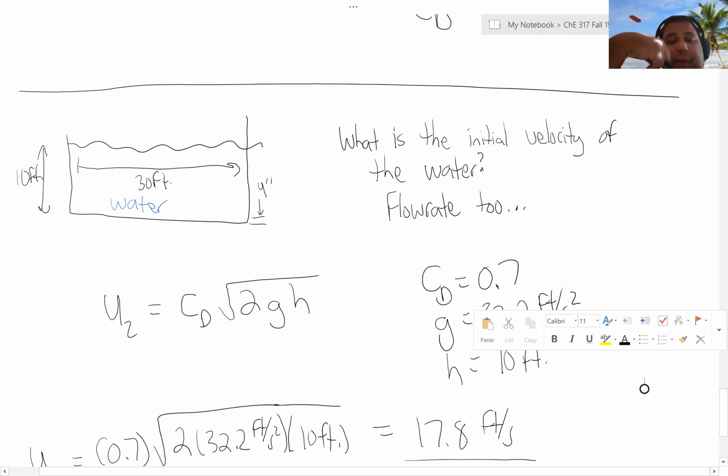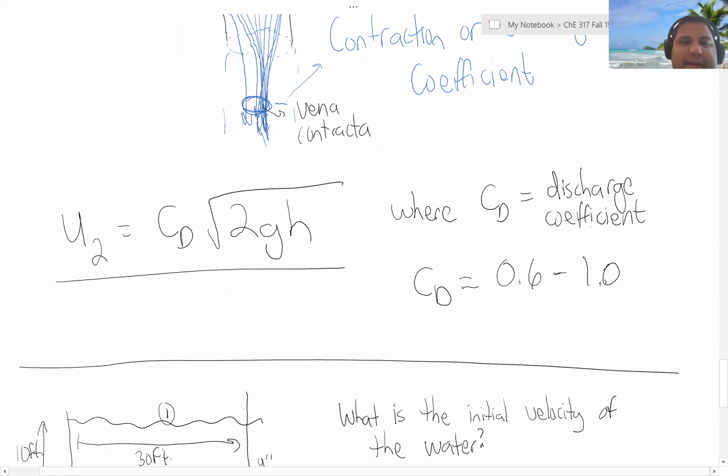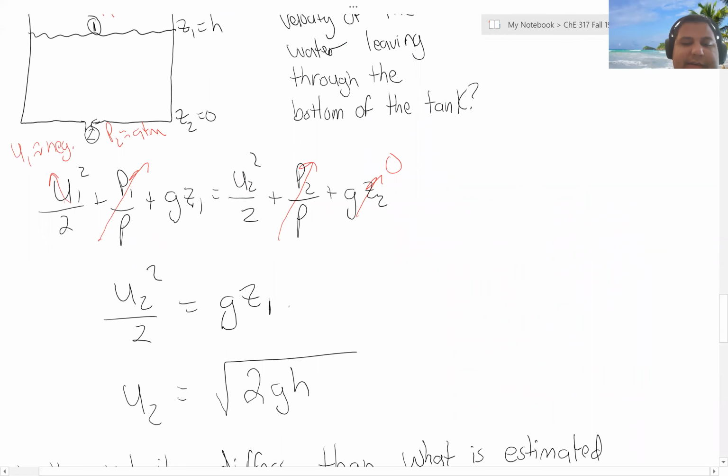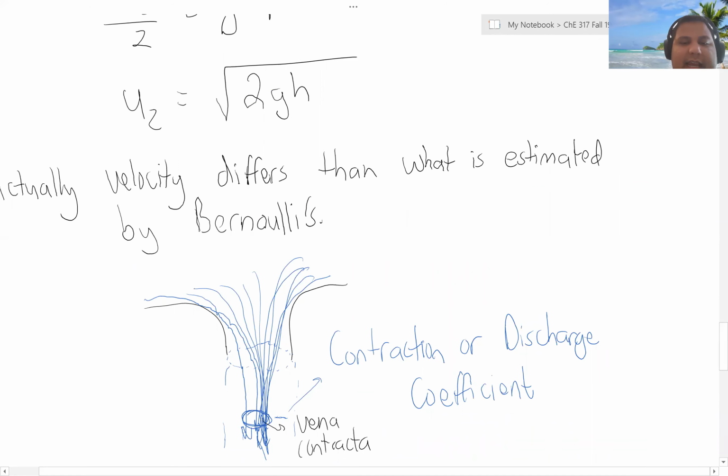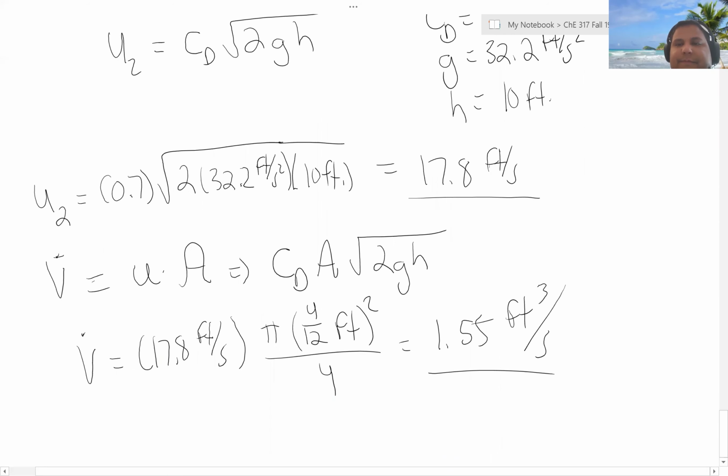No. When we're looking at that, if I was going to do the Bernoulli just how I did before up here, I would end up with the same exact expression, where U2 is equal to the square root of 2GH. The only difference is now I'm inputting my contraction or discharge coefficient. And since my fluid is flowing out of that orifice, that's the cross-sectional area I need to find my flow rate. Okay.